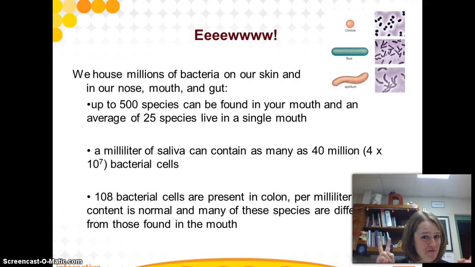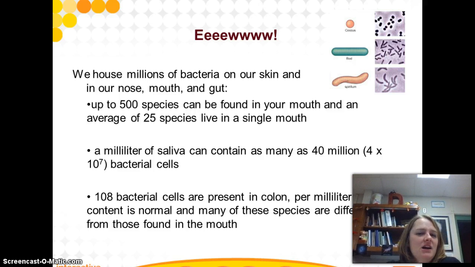Other fun facts about bacteria, in case you were curious. We have millions of bacteria crawling all over our skin, in our nose, in our mouth, and in our gut. Up to 500 different species can be found in your mouth, and an average of 25 live in your mouth, depending on how often you brush.